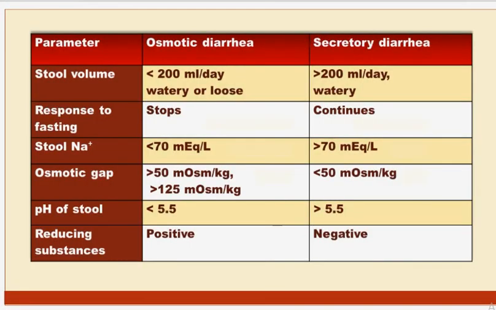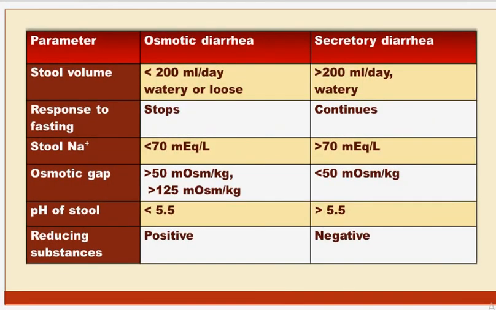We can differentiate between the secretory diarrhea and osmotic diarrhea by clinical evaluation and by the lab investigations or lab results. This table is very important. You should keep it. You will be asked about it. What is the criteria of osmotic diarrhea and what is the criteria of secretory diarrhea according to these parameters?